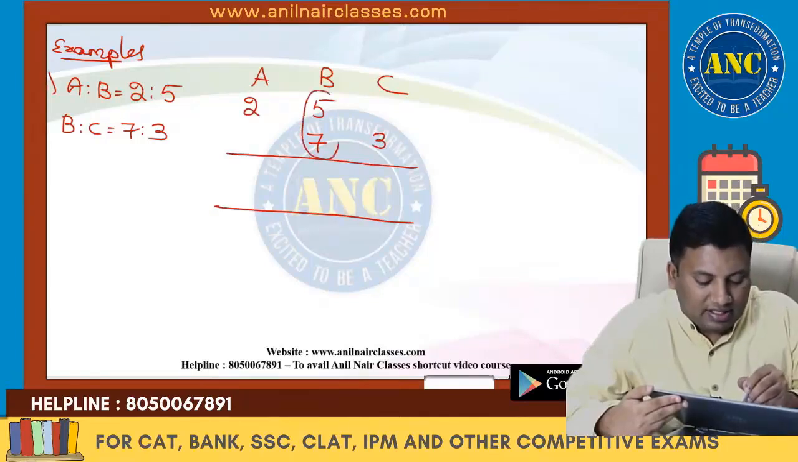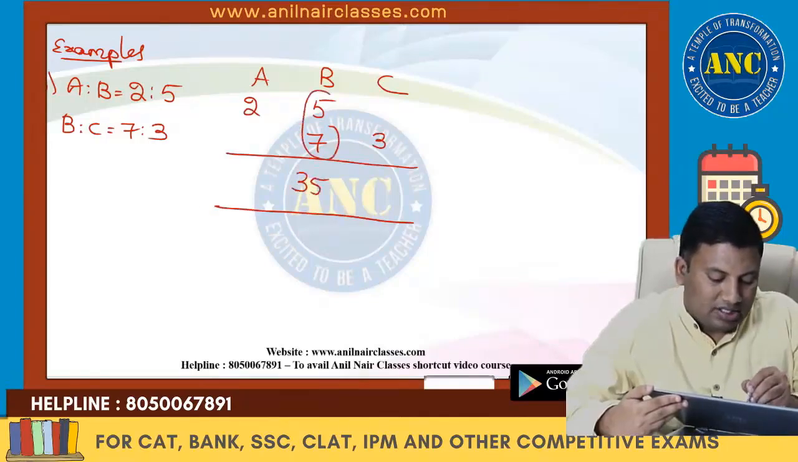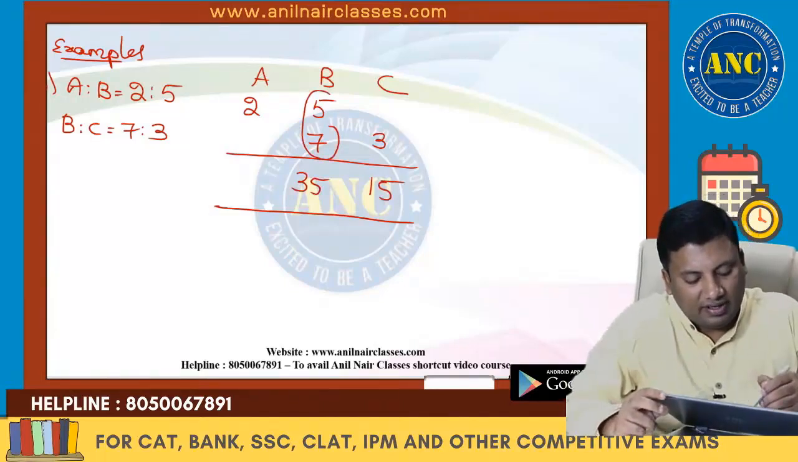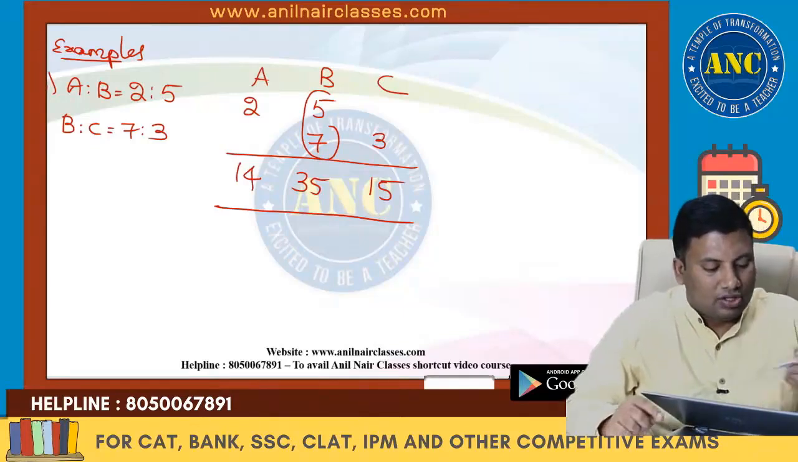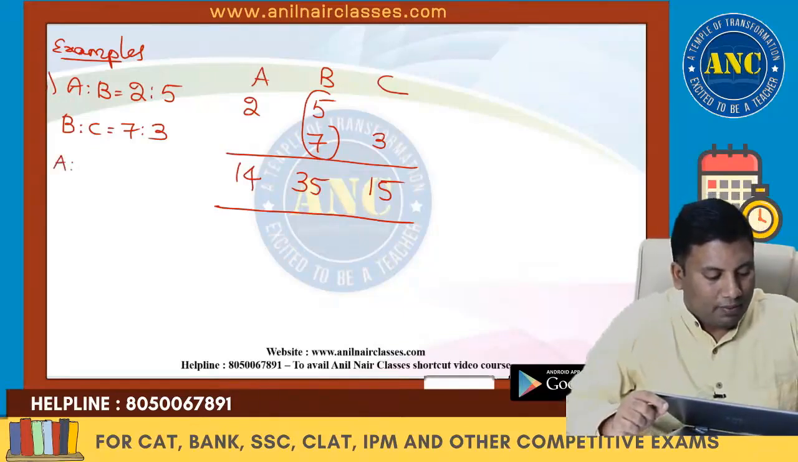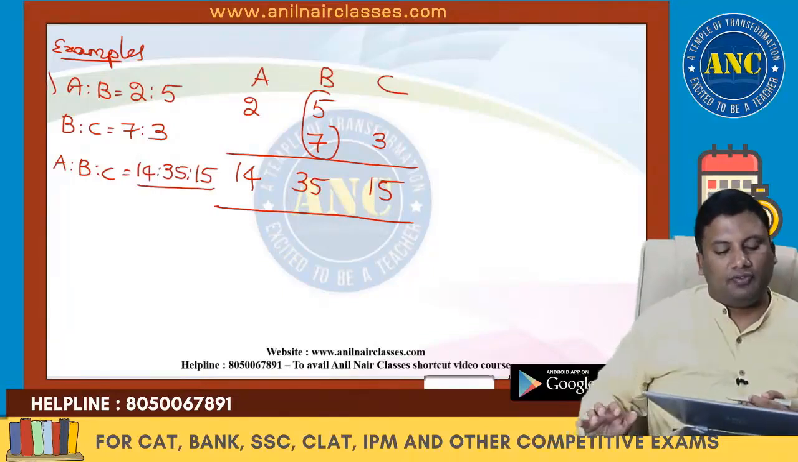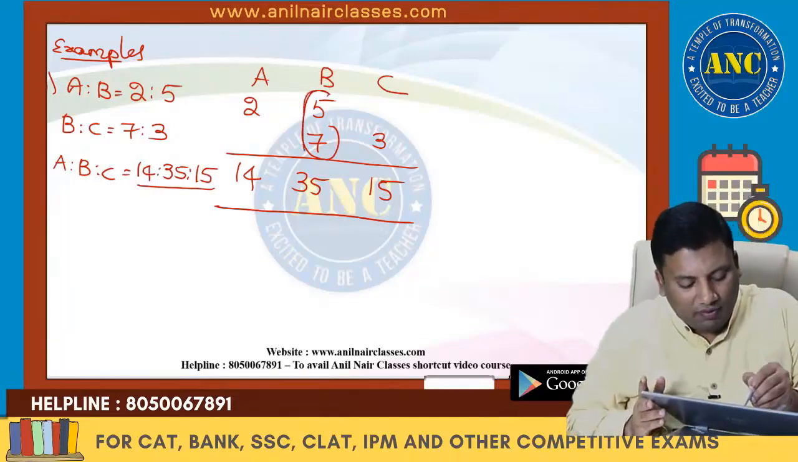Take 5 7s are 35. 7 5s are 35. 5 3s are 15. 5 7s are 35. 2 7s are 14. Are you all with me? So A is to B is to C will be 14 is to 35 is to 15. Idea clear? Make one value the same.